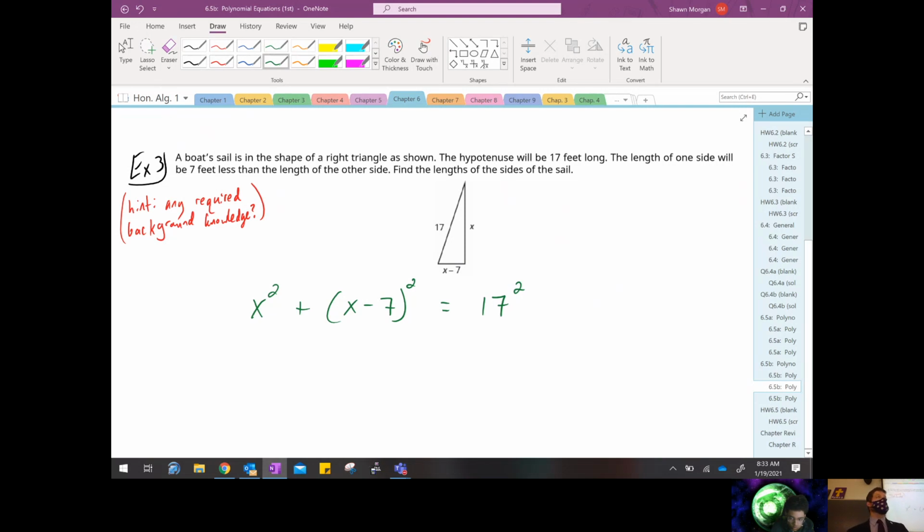Now, your job in this case, we've just done steps 1, 2, and 3. Your job now is to solve this out. You probably want to FOIL, combine like terms, and get 0 on one side, don't you? Okay, go ahead and set about doing that. So we got x squared minus 14x plus 49 equals 289. I think 17 squared is 289.